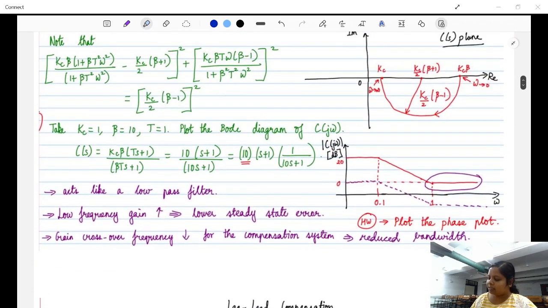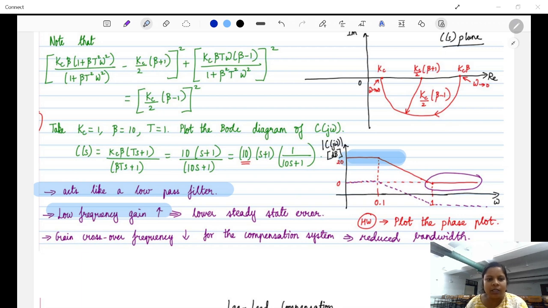Okay, yeah, it acts as a low pass filter. What is low pass filter? Low pass filter is a filter which allows the lower frequencies to pass through and really attenuates the high frequency components. So in a similar way, the lead compensator was a high pass filter, right? This is a low pass filter. Here the low frequency gain is high as compared to the lead compensator. So if this low frequency gain is high, the steady state error is low, right?